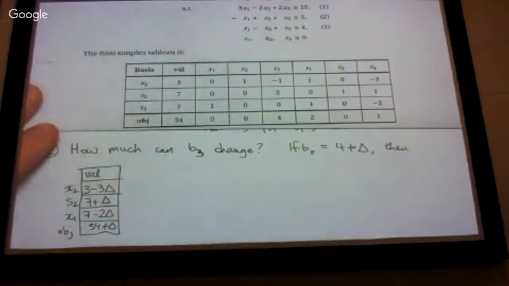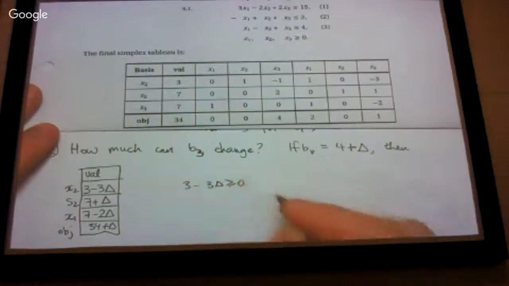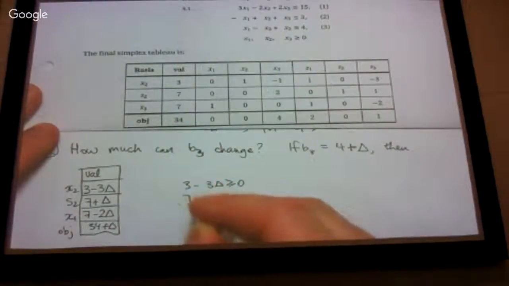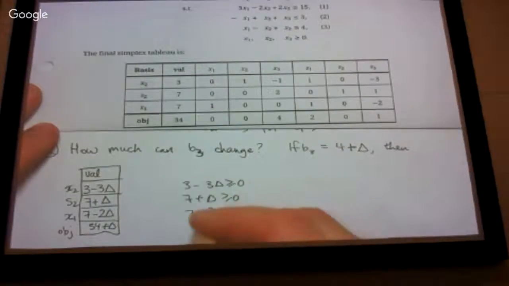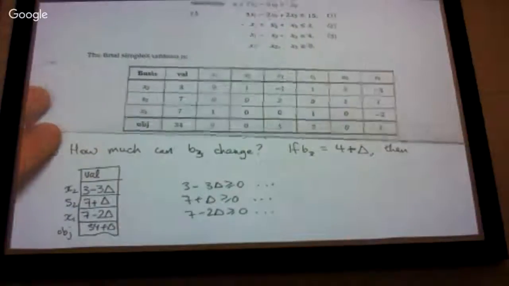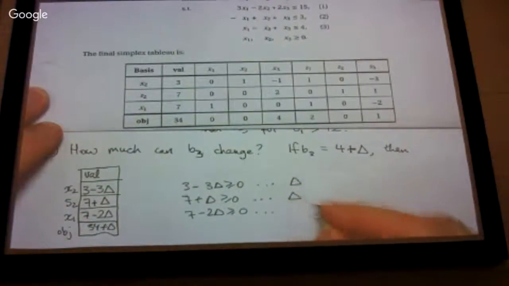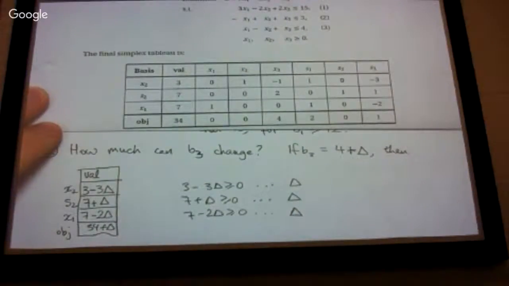Okay. So there's not much to do. So again, we want 3 minus 3 delta to be at least 0, and 7 plus delta to be at least 0, and 7 minus 2 delta. It's boring. Have you got it yet?